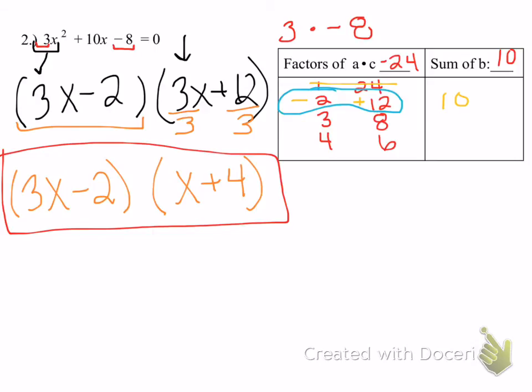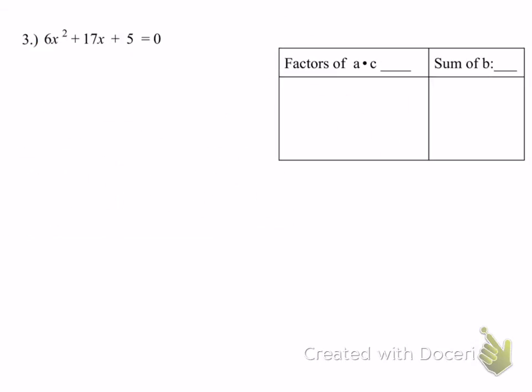All right, number 3. We're going to do that same step like we did here, where we take A and we take C and we multiply them together. So I have 6 times 5. Well, 6 times 5 gives us 30. So our goal is to have factors of 30, and we want them to add up to 17.